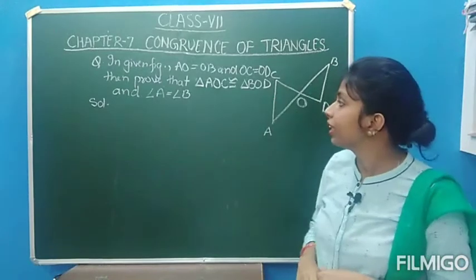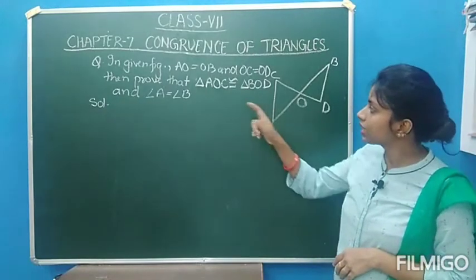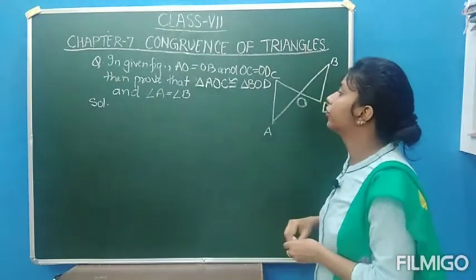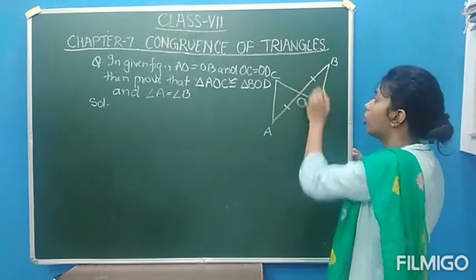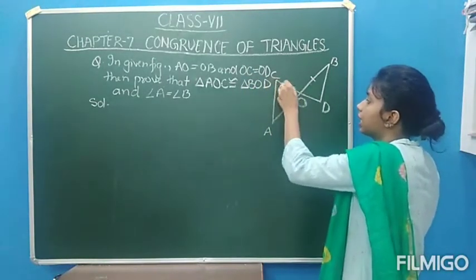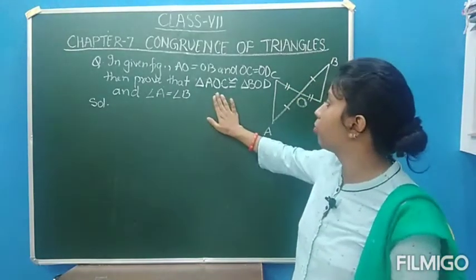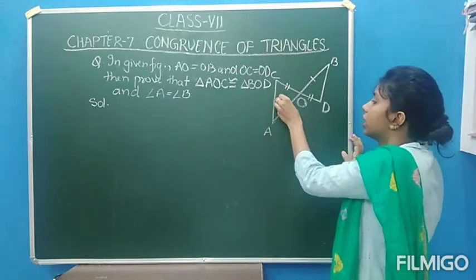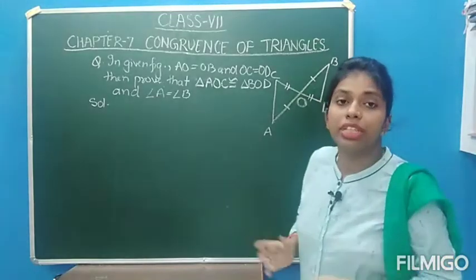Here we have this question in the given figure. Here is the figure. Okay, so in this given figure it says that AO is equal to OB, and OC is equal to OD, meaning this OC is equal to this OD. Two things are given. Then we have to prove that triangle AOC is congruent to triangle BOD, meaning whether these two triangles are congruent or not. If it is congruent, then by which criteria?